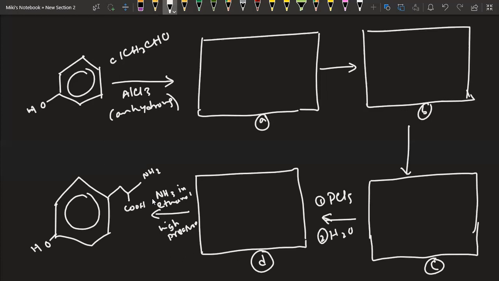So see, what's the first reaction happening? It's given AlCl3 in anhydrous condition. That means what? Friedel-Crafts alkylation, isn't it? So from this reagent, the halogen will be eliminated. So we'll be left with the electrophile, which will be what? CH2CHO, and that's the electrophile, isn't it?